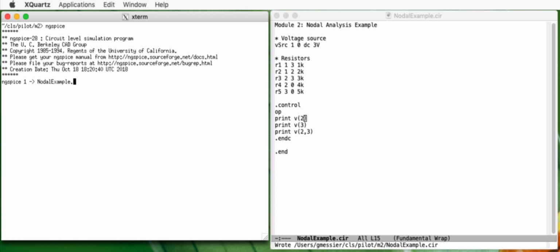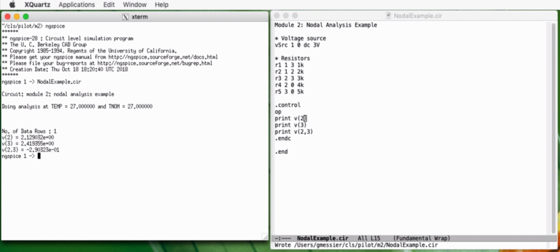Again, we just type the name of our netlist, press enter, and here we see the voltage levels. The voltage at node 2 is 2.129, the voltage at node 3 is 2.419, which are the same values we had in the lecture, and the voltage between nodes 2 and 3 is negative 0.29. It's negative because the voltage at node 2 is a little bit below the voltage at node 3.